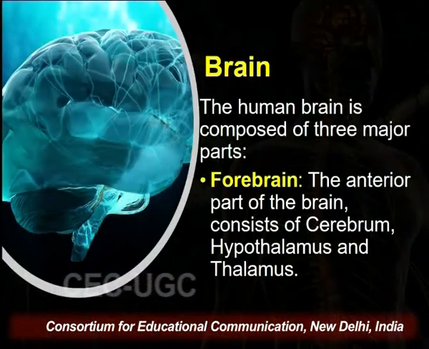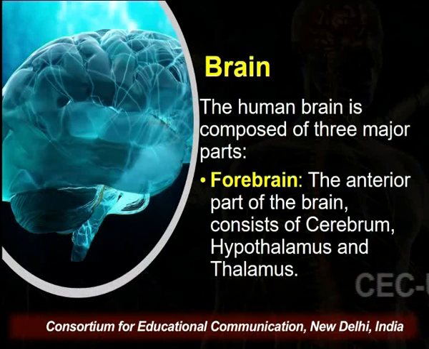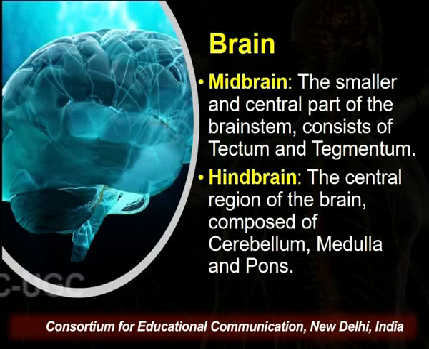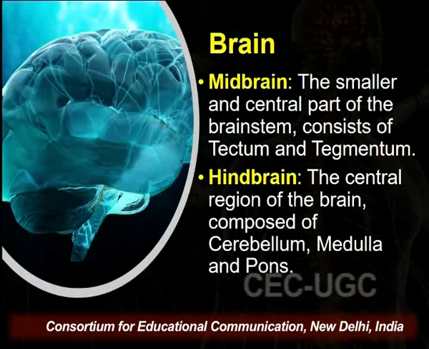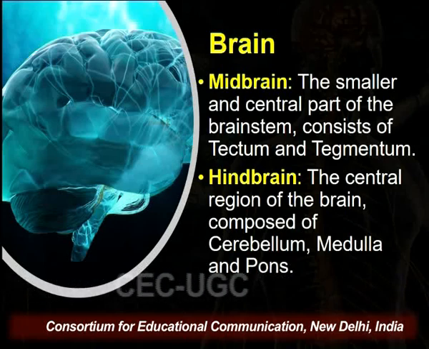Now we'll study the brain. The human brain is composed of 3 major parts. The first one is the forebrain, the anterior part of the brain, which consists of the cerebrum, hypothalamus and thalamus. Then the midbrain, the smaller and central part of the brainstem, consists of the tectum and tegmentum. Then the hindbrain, the posterior region of the brain, is composed of the cerebellum, medulla and pons.